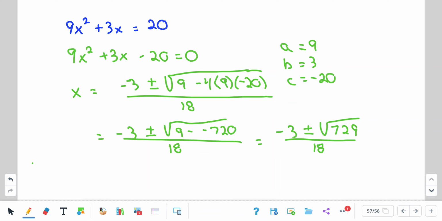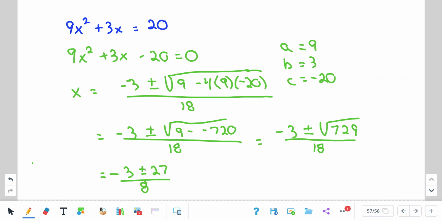Well, if you have a calculator, I think I can do a calculator over here. Square root 729, and figuring that out on a calculator off screen here, and let's see what we got. Okay, so square root 729 is 27, so I've got negative 3 plus or minus 27 over 18. Well, I can keep going from there.